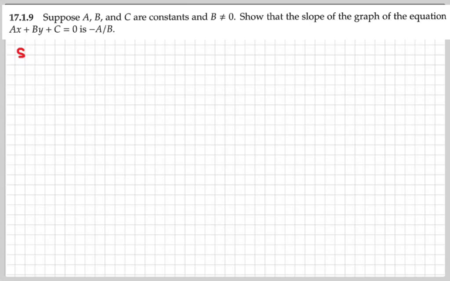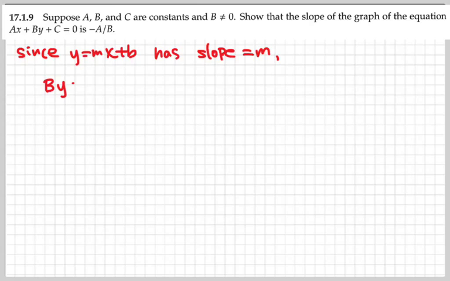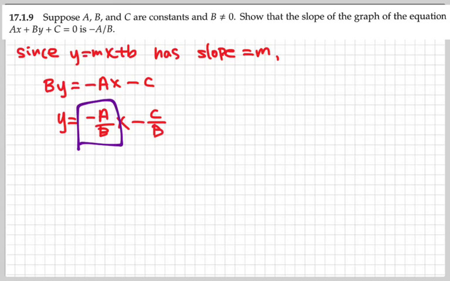To show that the slope of this one is equal to negative a over b, the way we can do this, since y equals mx plus b in this case has the m as the slope, is I'm going to simply transform this equation. Solving for the y term by itself, we get by equals negative ax minus c. Dividing each one by b, we get negative a over b x minus c over b. All right. In this case, as you can see, negative a over b was the slope.